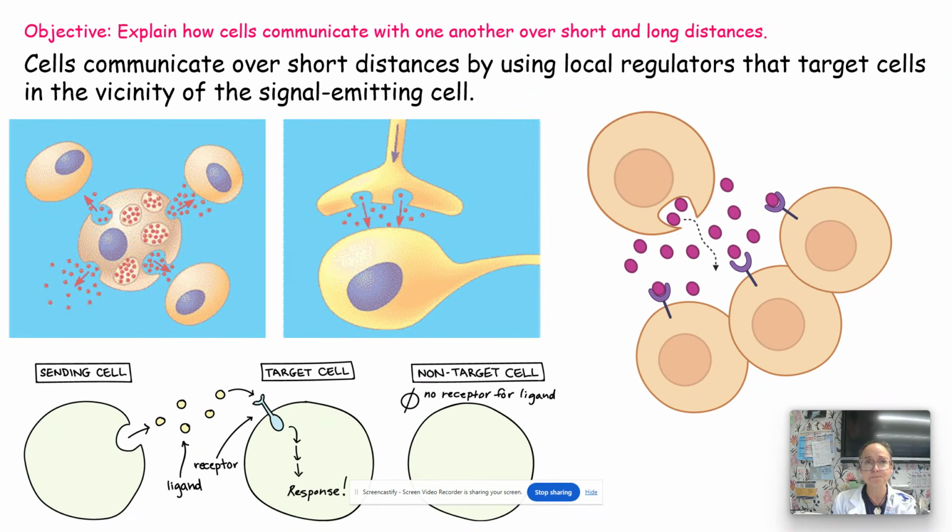We also see this in our nervous system where we have a presynaptic neuron, and then it releases neurotransmitters into that synapse. That's a very short distance for those neurotransmitters to travel. So those would be examples of local regulators.